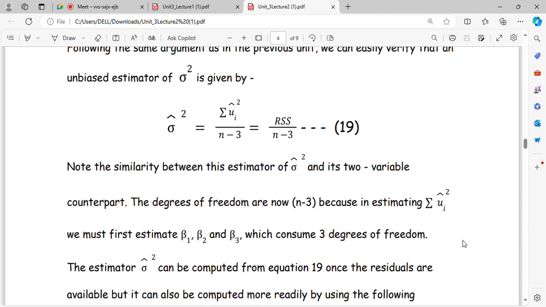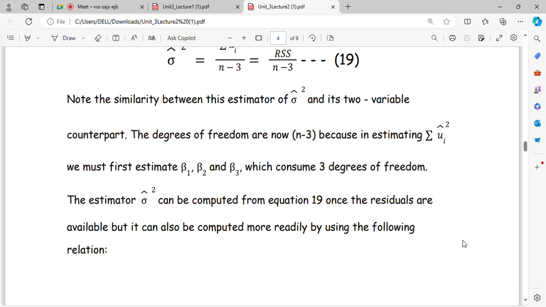Note the similarity between these estimators of sigma square and its two variable counterpart. The degrees of freedom are now n minus 3 because in estimating summation ui hat square, we must first estimate beta 1, beta 2 and beta 3, which consumes 3 degrees of freedom. The estimated sigma hat square can be computed from equation 19 once the residuals are available, but it can also be computed more readily by using the following relation.